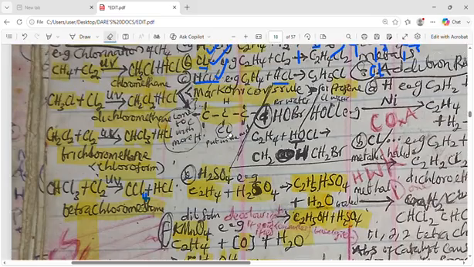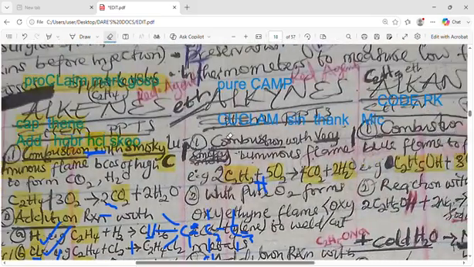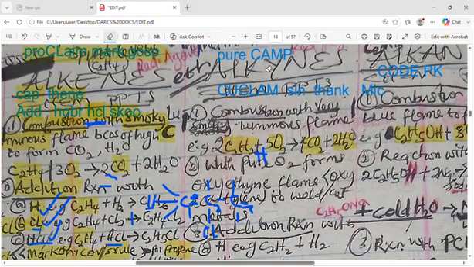Now we are moving to alkynes. So the chemical properties of alkynes. There's also a mnemonic that we can use to remember that. So what are the mnemonics we can use here?